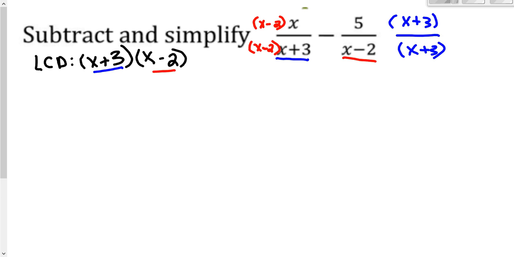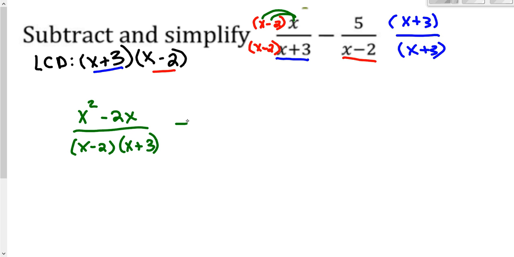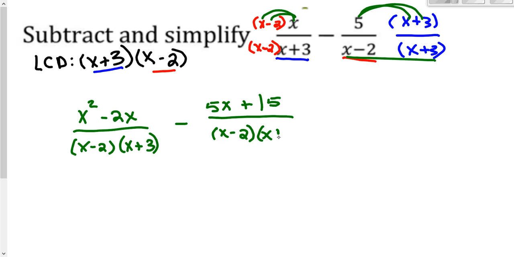And now when I multiply, I'm actually going to multiply. So x times x is x squared, negative 2x, minus, over, we have x minus 2 and x plus 3, minus 5 times x is 5x, and 5 times 3 is 15, over our denominator, x minus 2 and x plus 3.